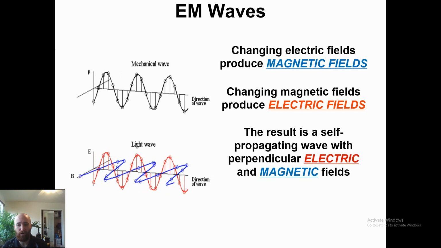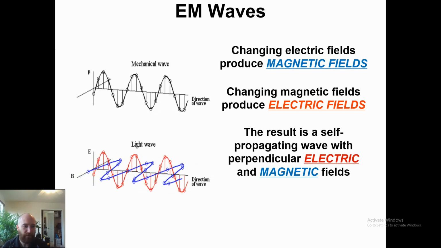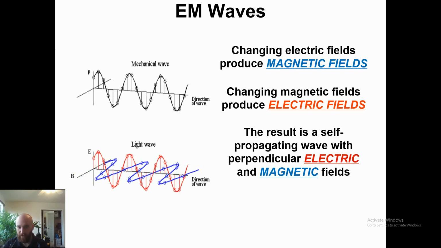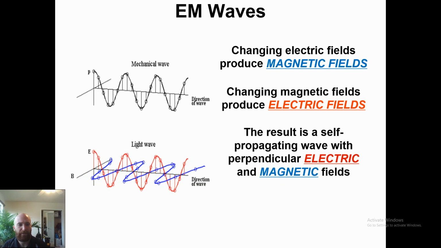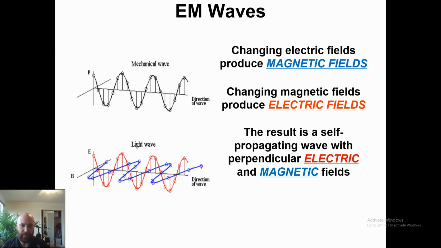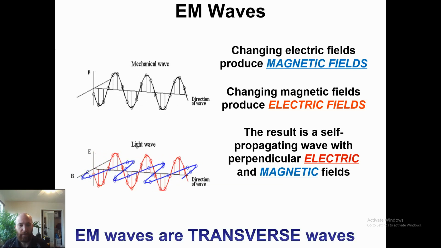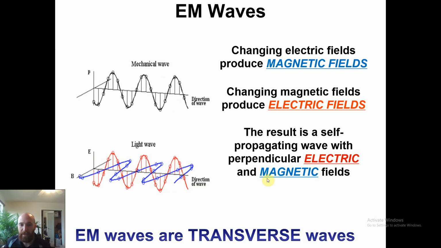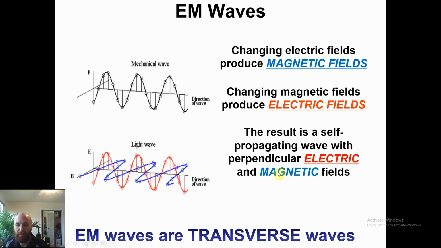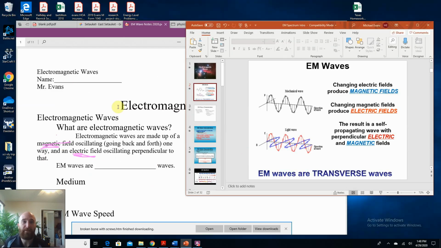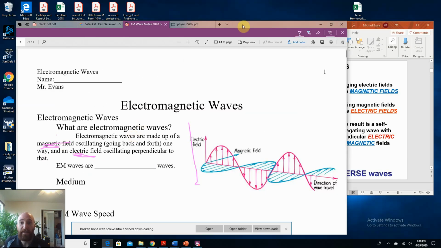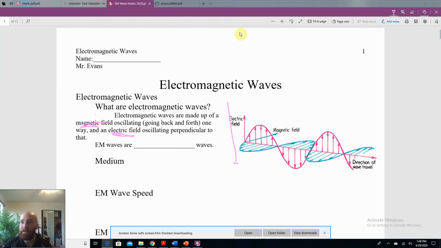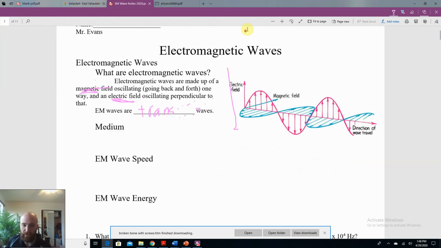This is an electromagnetic wave. What it is, is these two fields vibrating perpendicular to one another. Kind of a weird idea, but that's what it actually is. They are examples of transverse waves. We know that because notice the word perpendicular comes out of this whole thing. And that is something that you need to know, that electromagnetic waves are examples of transverse waves.